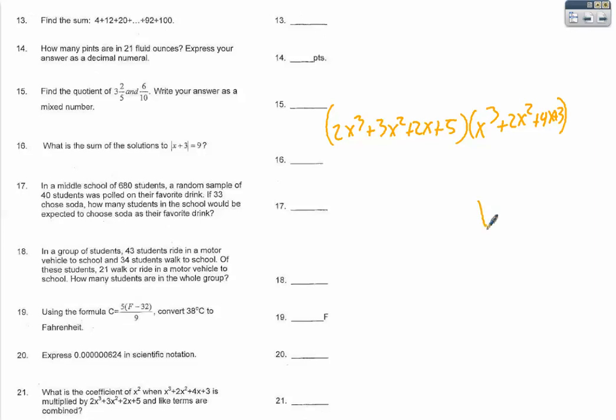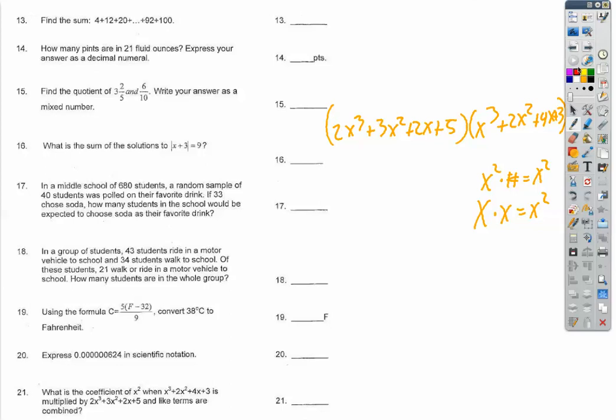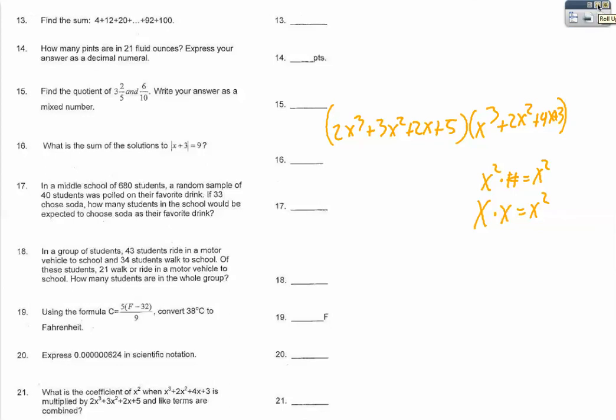So I know that x times x is equal to x squared. But I also know that x squared times a number is also equal to an x squared. So that's what I'm looking for in this problem. I'm looking for x squareds times plain numbers. Well, here's an x squared. Here's a plain number. So I'm going to multiply them together. 3x squared times 3 is going to be 9x squared.